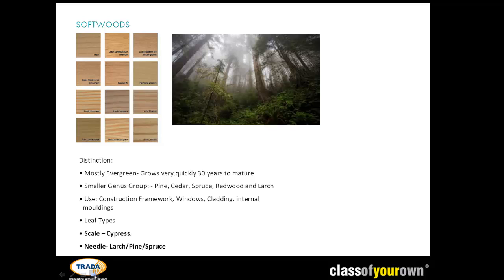The distinction for softwoods is that they are mostly evergreen. They grow very quickly, within 30 years. There's a smaller genus group, and so they're divided into pine, cedar, spruce, redwoods and larch. The common use for softwoods is very much for frameworks, windows, cladding and internal mouldings.